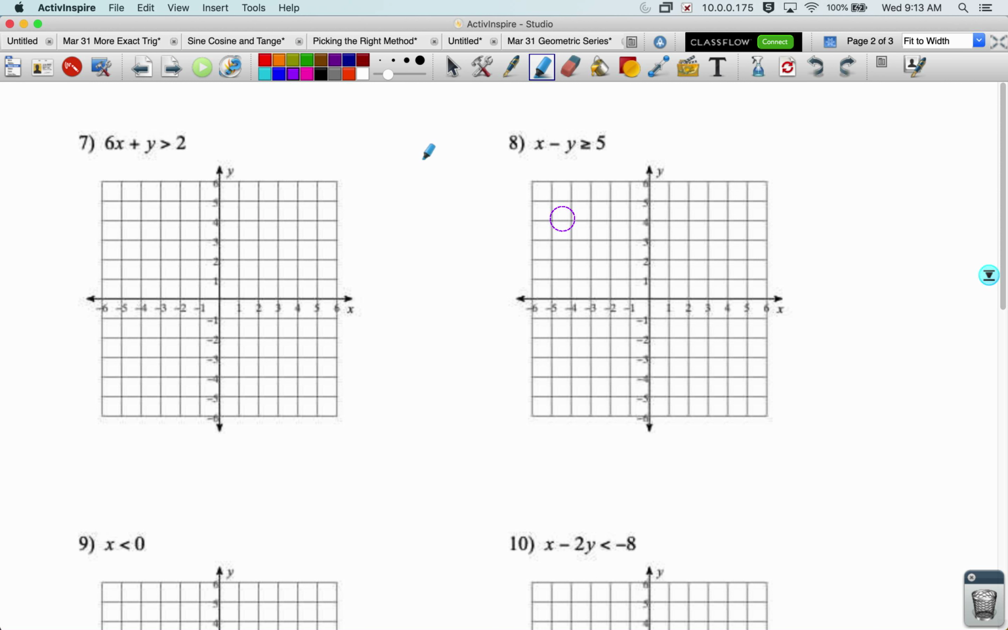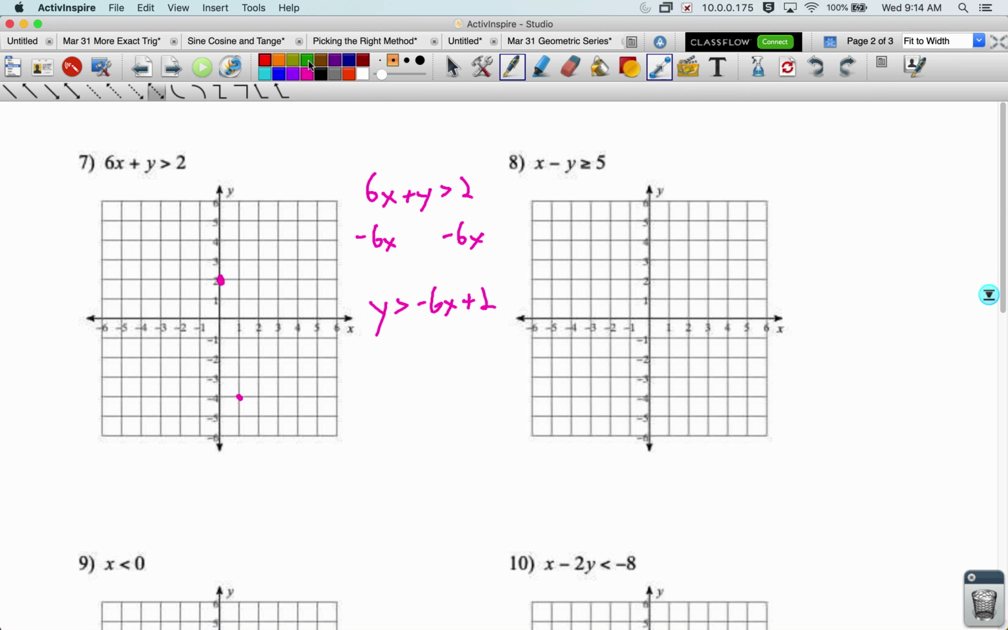Okay, number 7. What's my slope? What's my y-intercept? I can't tell right away. I've got to use some of the white space to change this into slope-intercept form. So 6x plus y is greater than 2. Move that 6x over to the other side, and I get y is greater than -6x plus 2. Now I've got a y-intercept, I've got a slope. I can connect these up.